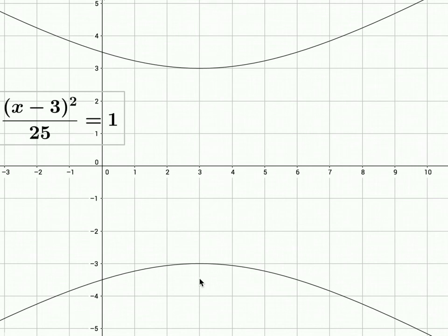How about the asymptote? So the asymptote information is going to be, remember we are passing through the point 3, 0. So it's going to be y minus 0 equals, the slope is going to be 3 over 5, times x minus 3. And the other one, the negative slope, is going to be y minus 0 equals -3 over 5 times x minus 3.